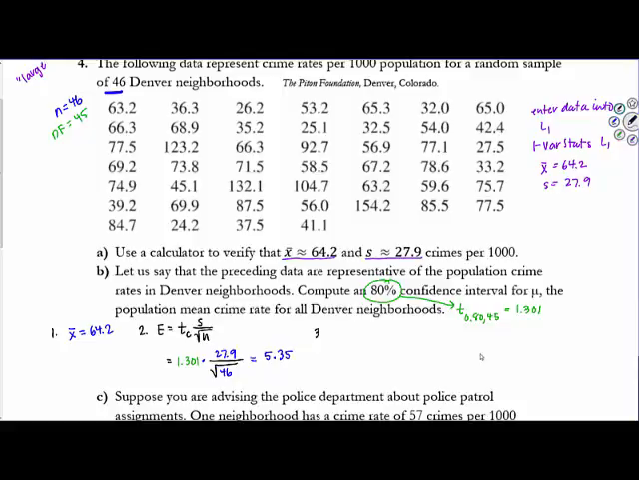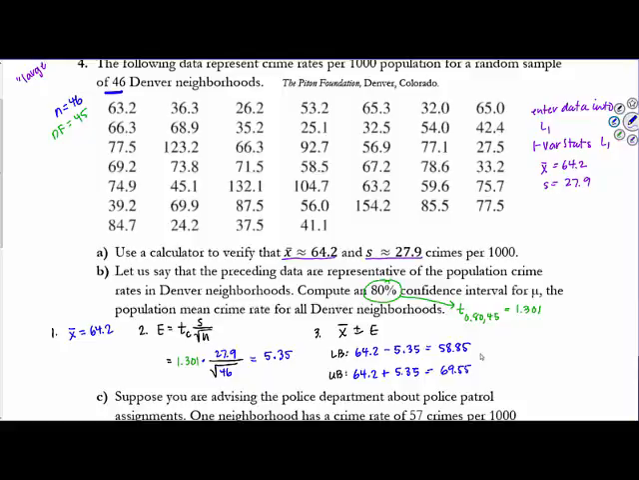So the third step is to take that margin of error, add and subtract it from the sample mean, right? X bar plus or minus margin of error will create a lower bound and an upper bound. The lower bound, of course, is where we subtract, so that's 64.2 minus 5.35 for a lower bound of 58.85, and the upper bound is 64.2 plus 5.35 equals 69.55.